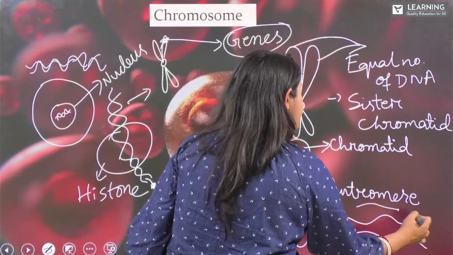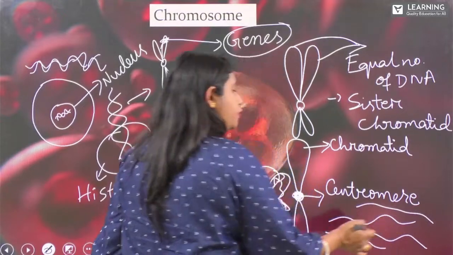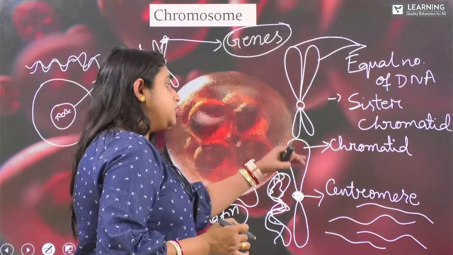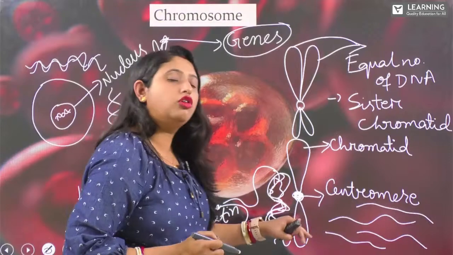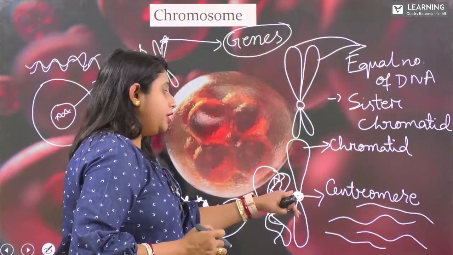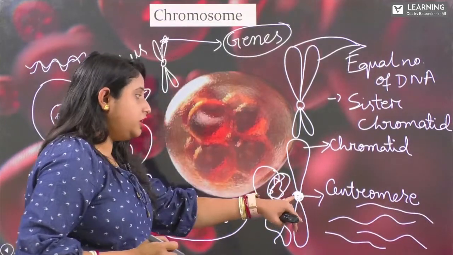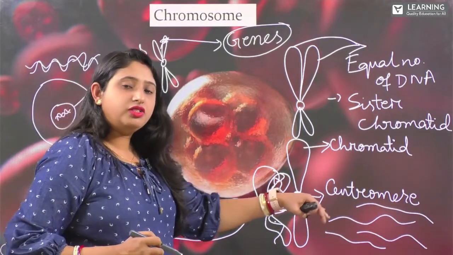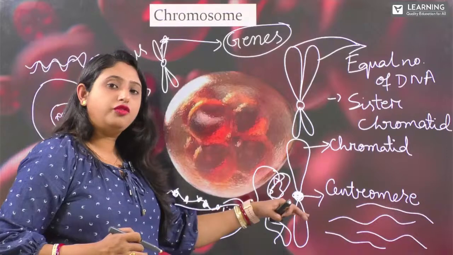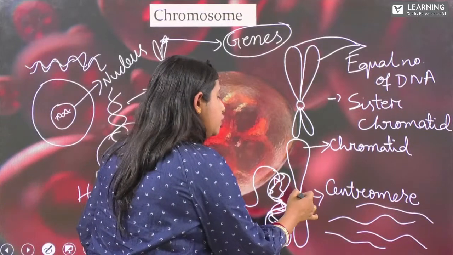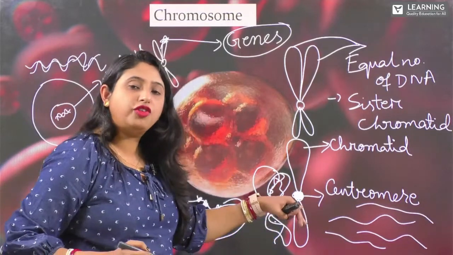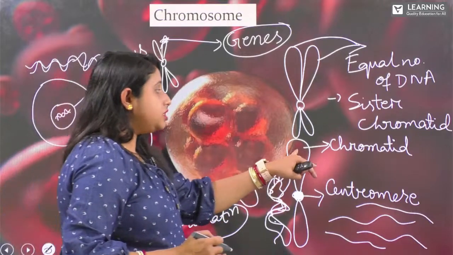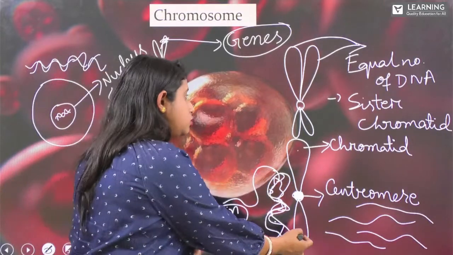When we see under the microscope, we will see this type of structure. But this is shown as how the chromosome looks, okay? Because it has various parts like the centromere. The centromere is the place where the chromosome divides, okay? It helps the chromosome to divide with the help of kinetochores, okay? So this is known as a chromatid, and this is also a chromatid.